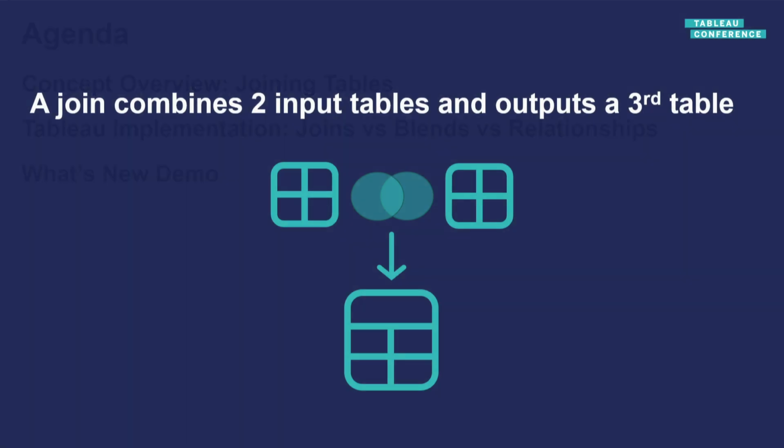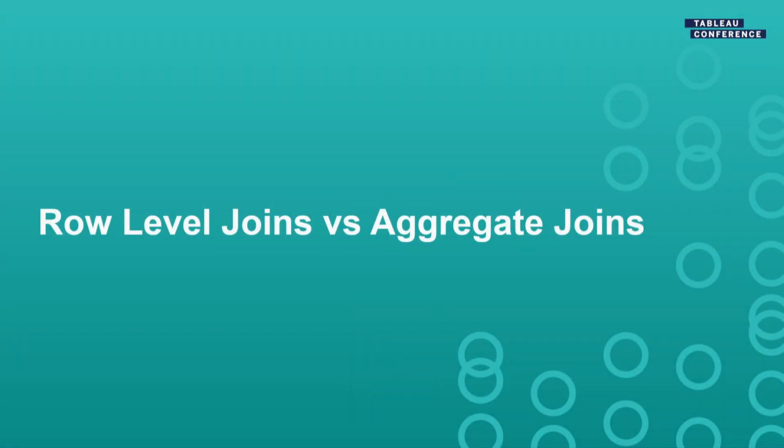All right. So if we just review what is a join. At the most basic level, a join takes two input tables, combines them to output a third table. Now, there are different types of joins that are required based on the structure of your tables. There are row-level joins, and there are aggregate joins. So with row-level joins, we take every row in one table and join it to every row in the other table.